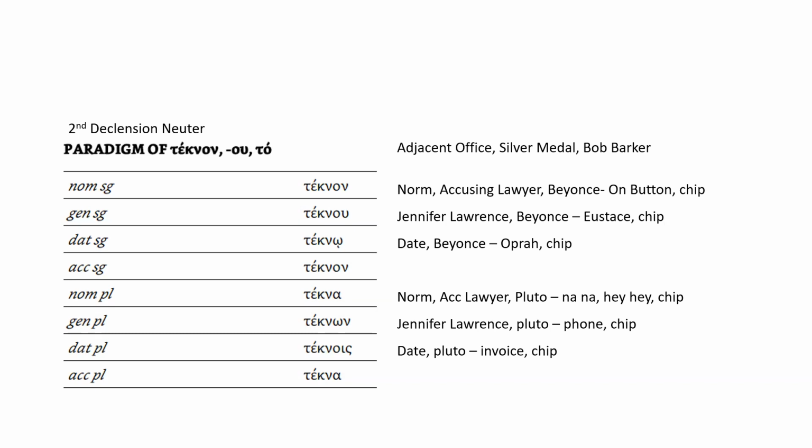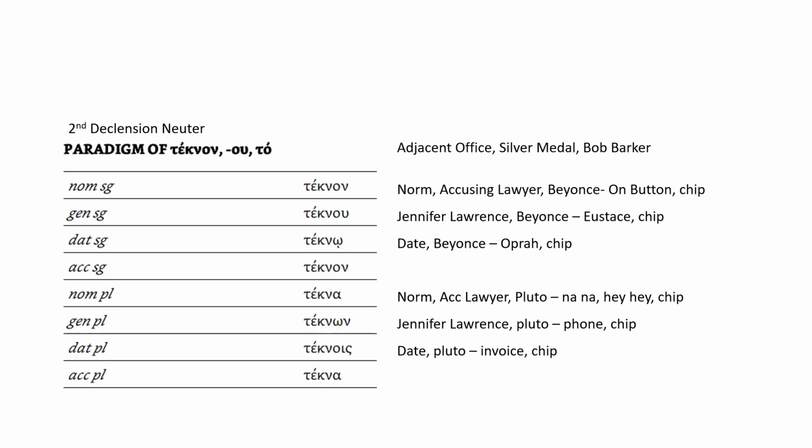The location I'm picking for the second declension neuter paradigm is the office adjacent from the one I'm sitting in right now. And there I see Bob Barker with a silver medal. Bob Barker used to always say, have your pets spayed or neutered. So he is my image for neuter, and silver medal for second declension. Silver medal, second place, second declension.